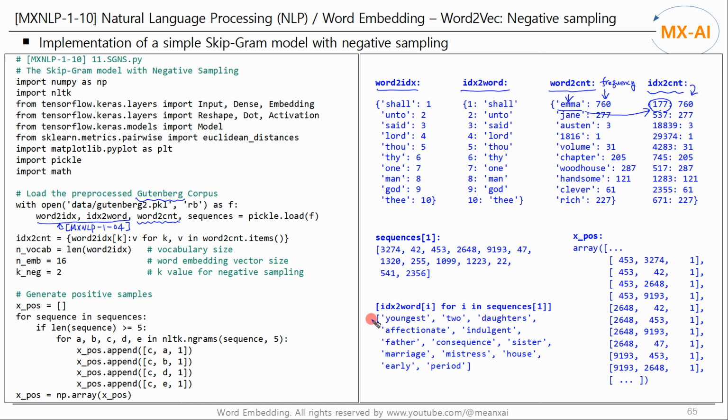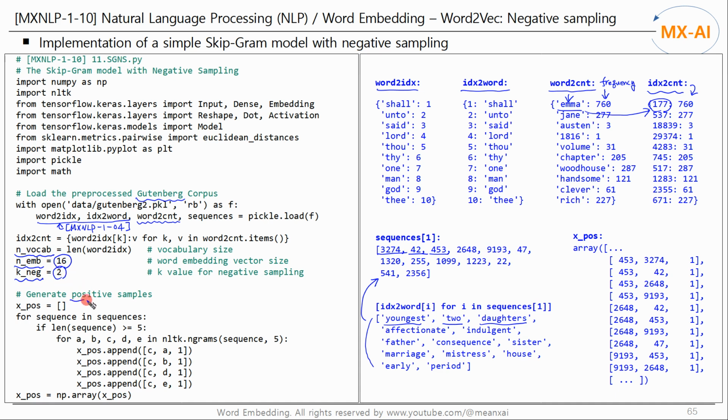The second sentence in this corpus is as follows, and the corresponding sequence is as follows. These numbers are the indexes of each word in this sentence. NVocab is the vocabulary size, and NMB is the size of the word embedding vector, which is set to 16. The K value for negative sampling is set to 2.